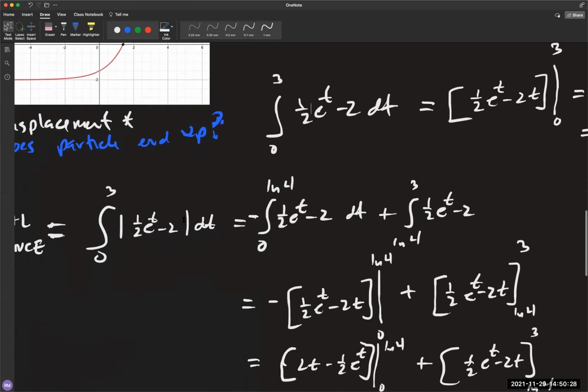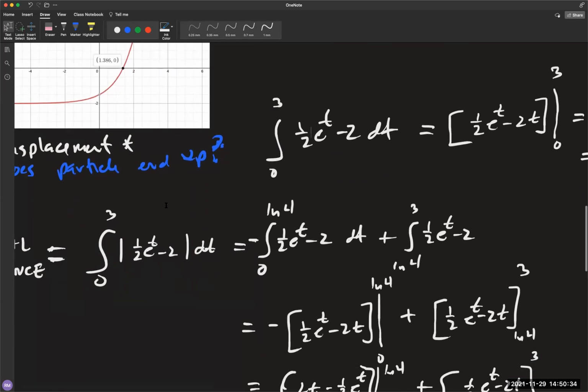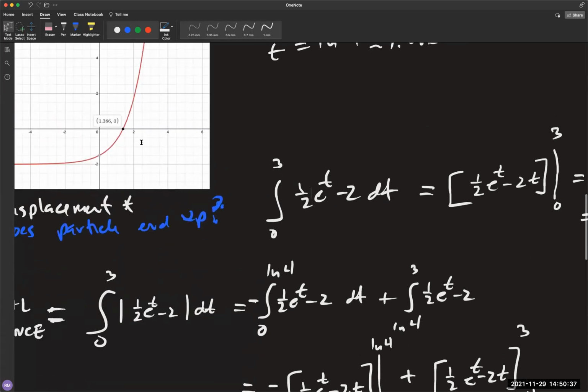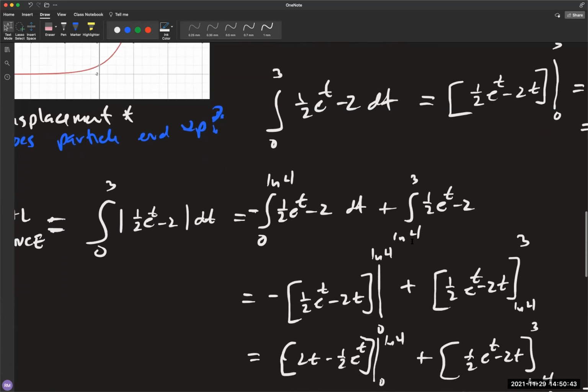And then notice, again, because from 0 to 1.386, I'm in the negative region, I do the opposite to calculate the area, right? I'm trying to find the area underneath the curve. That's our application. And so I want the total distance. I just want the positive part, hence the absolute value.